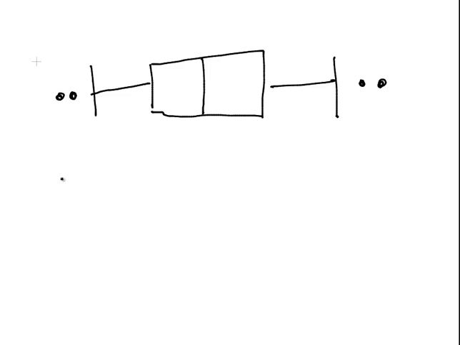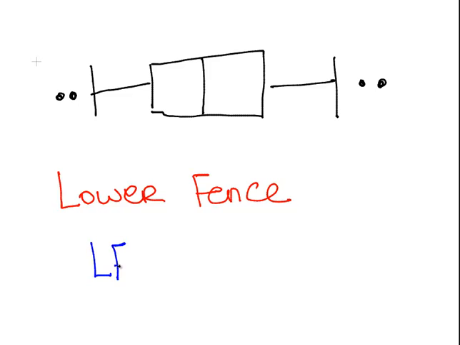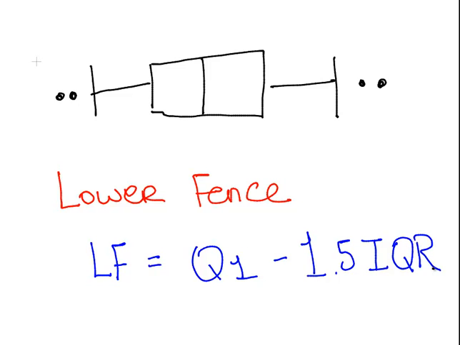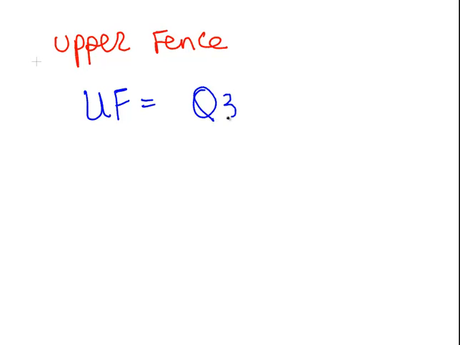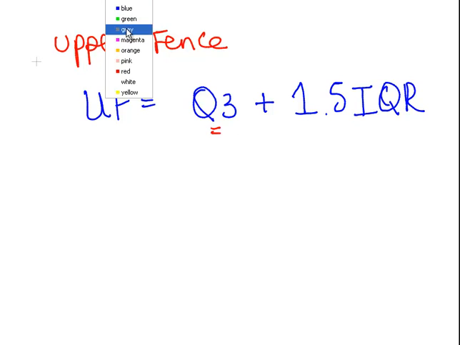They're outside the fences. So what are the fences? Well, we have two fences. The lower fence is computed as lower fence, LF, equals Q1 minus 1.5 times IQR. And similarly, the upper fence is UF equals Q3, that's the third quartile, plus 1.5 times IQR. So they're very similar calculations. They both involve Q1 and Q3, but they also involve this term here, IQR.